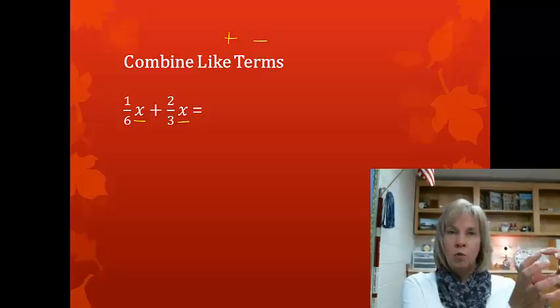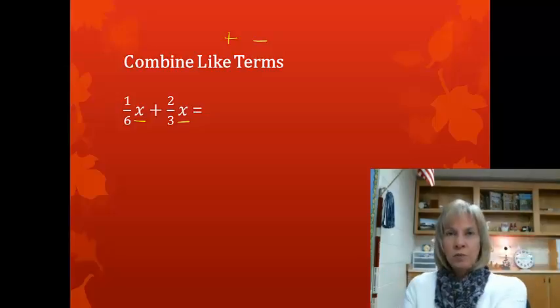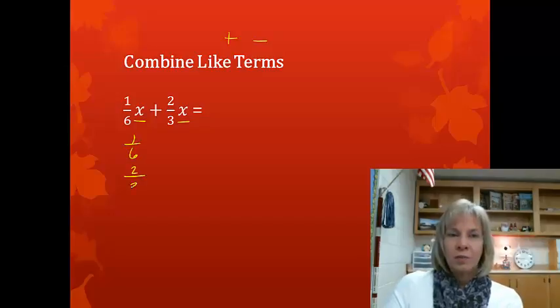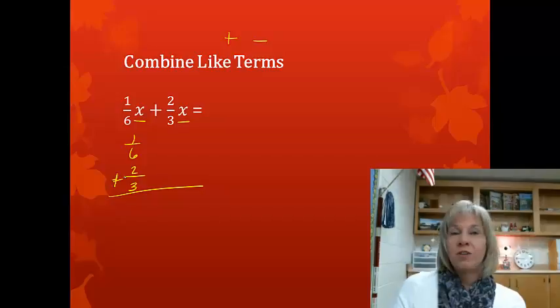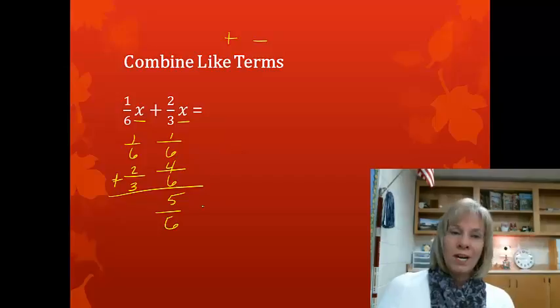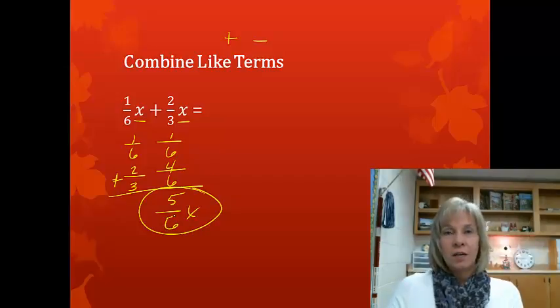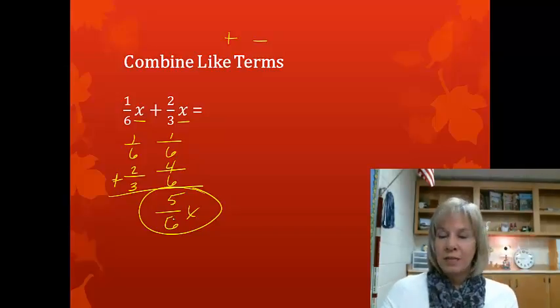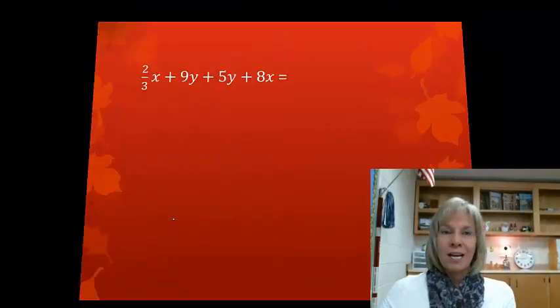It's like saying I have 1/6 of a pizza and 2/3 of a pizza. If I put these pizzas together, how much pizza do I have? So we need to add our fractions. So 1/6 plus 2/3. Remember what you do when you add your fractions. I have different denominators, so I need to find a common denominator. So 6, 6, and 1 and 4. Then we add those together, 5/6. So what I end up with is 5/6 of a pizza. So we added all the pizza together, and we have 5/6 of a pizza. We combined our like terms, our x's.